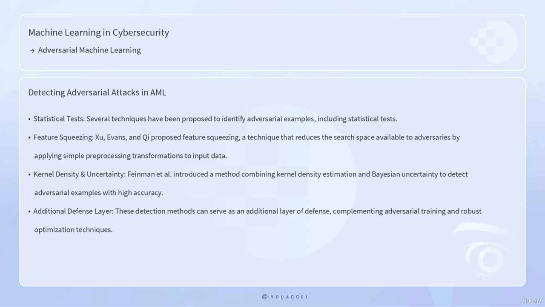Detecting adversarial attacks is another crucial aspect of AML. Several techniques have been proposed to identify adversarial examples, including statistical tests, feature squeezing, and ensemble methods. For example, Feinman et al. introduced a method that combines kernel density estimation and Bayesian uncertainty to detect adversarial examples with high accuracy. Similarly, Xu, Evans, and Qi proposed feature squeezing, a technique that reduces the search space available to adversaries by applying simple preprocessing transformations to input data. These detection methods can serve as an additional layer of defense, complementing adversarial training and robust optimization techniques.